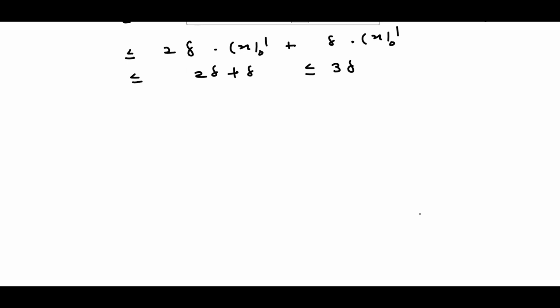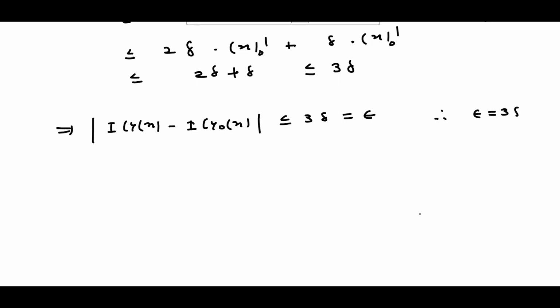So further we can say that it implies the mod of the functional I of y of x minus I of y naught of x will be less than or equal to 3 times delta. So now equate that to epsilon. From here the value of epsilon is equal to 3 times delta. So by using that we can find that delta is equal to epsilon by 3.